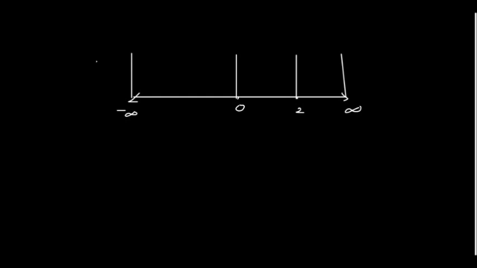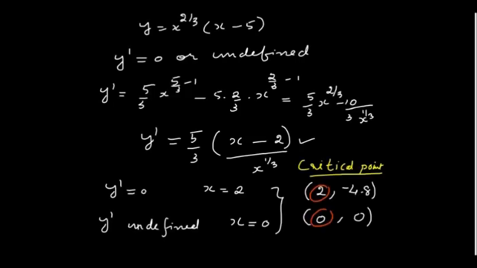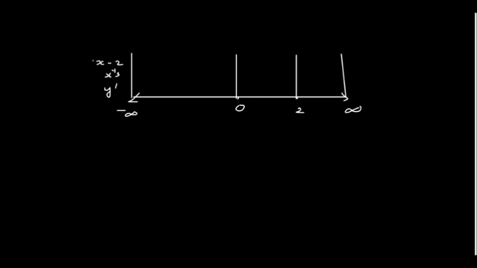So the two terms I will write here: x minus 2, then x raised to 1 by 3, and then I will find y dash by dividing these two terms and finding the product with the constant 5 by 3. Okay, so let's see what will happen to these values in this interval. In between minus infinity to 0, whatever be the values, x minus 2 will be a negative number. So let us put a negative over here.